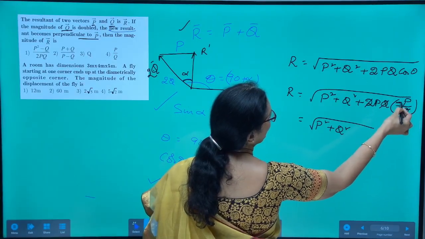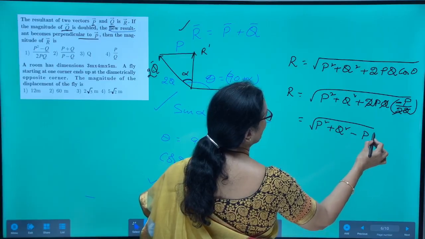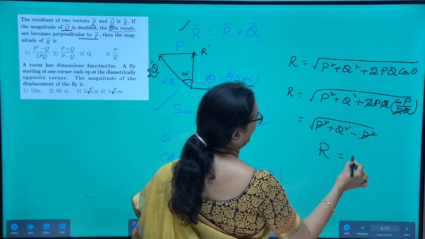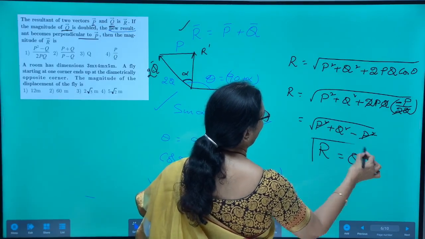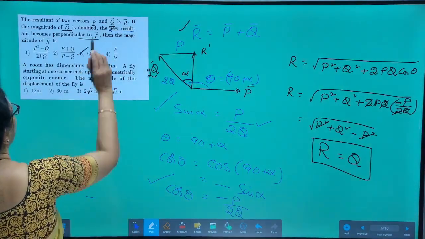Here it is minus p by 2q. So minus p into p, it is minus p square. This and this gets cancelled. R is equal to root of q square. Simply R is equal to q. So the correct answer is the third option.